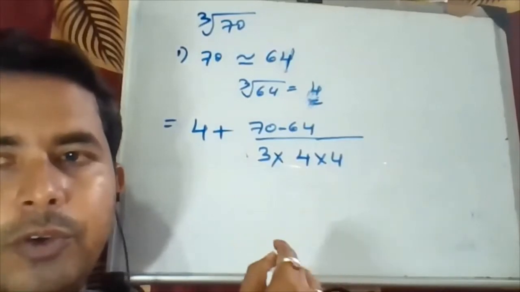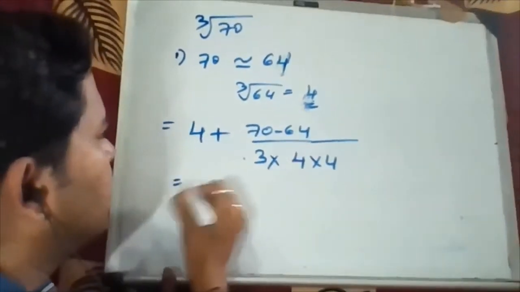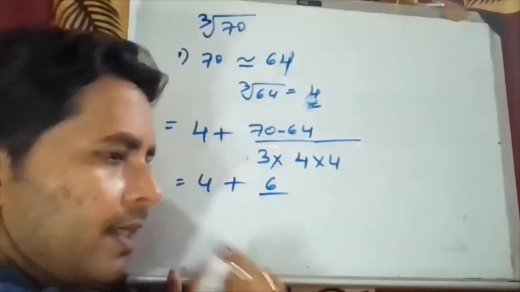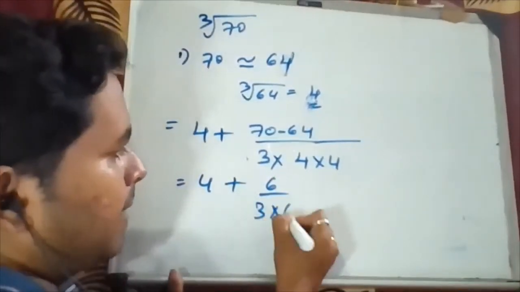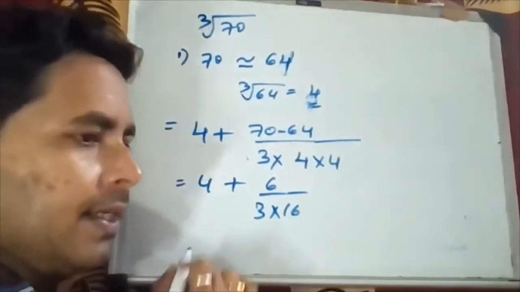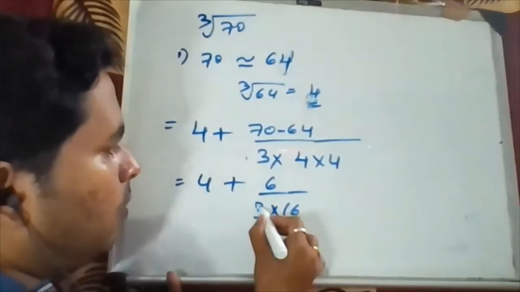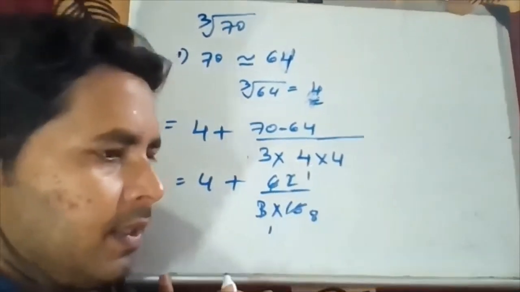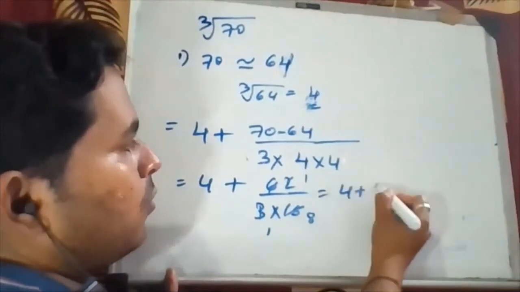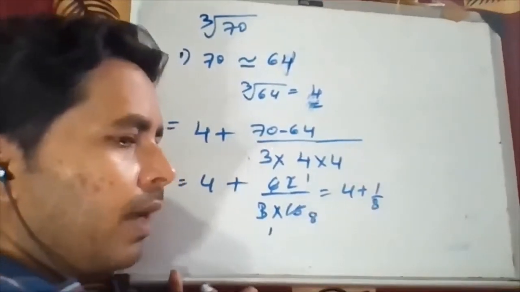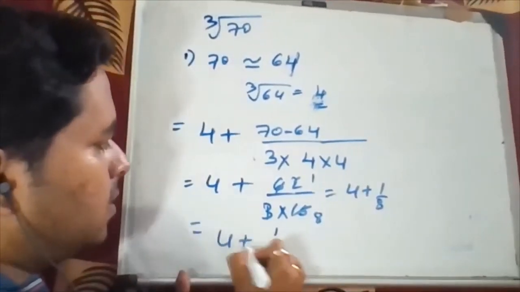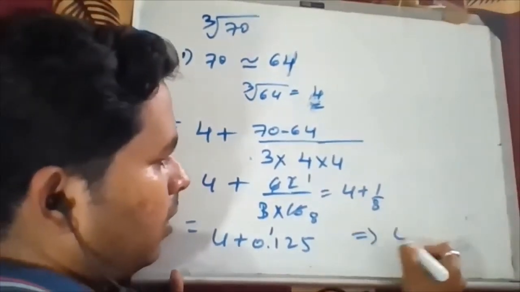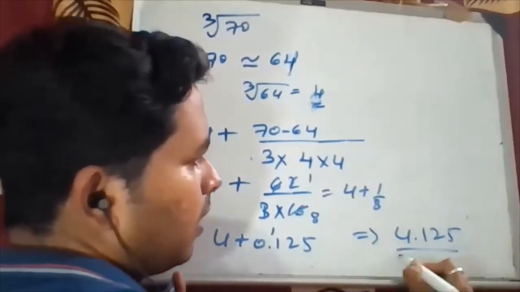Okay, 3 into 4 into 4. So here what is the difference? You'll get a 6 as a difference, and 3 by 16. Now what you will get, 1 by 2 and 1 by 18, 1 by 8. So what you will get here, 4 plus 1 by 8, which is nothing but 4 plus 0.125, and your answer will be 4.125.